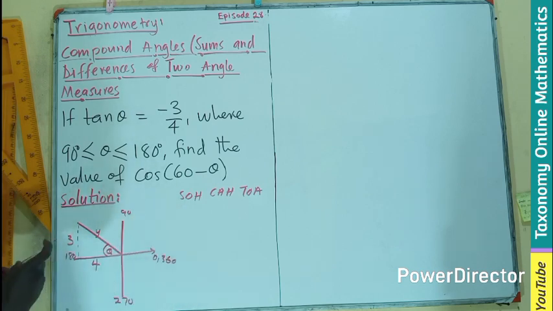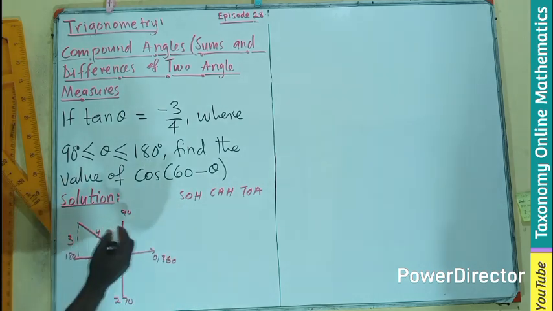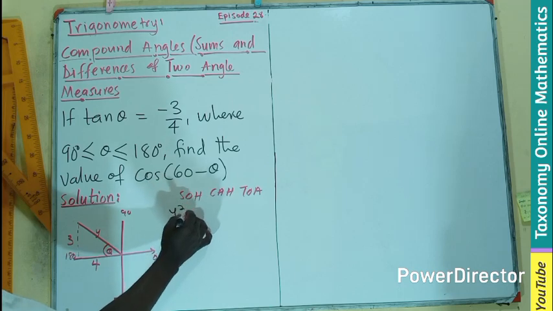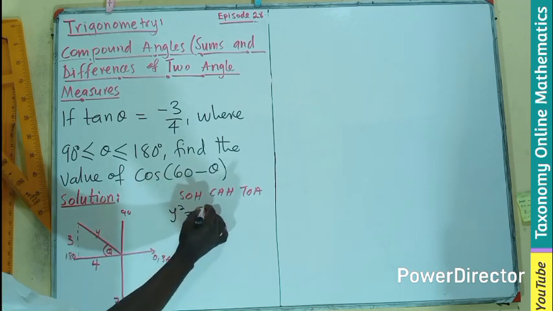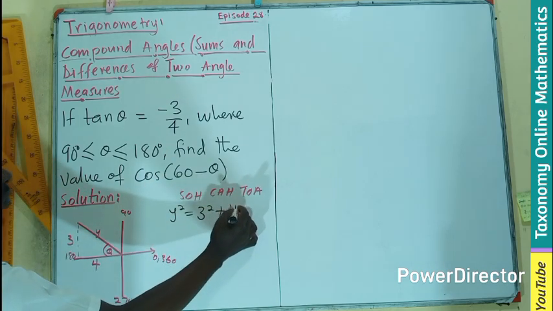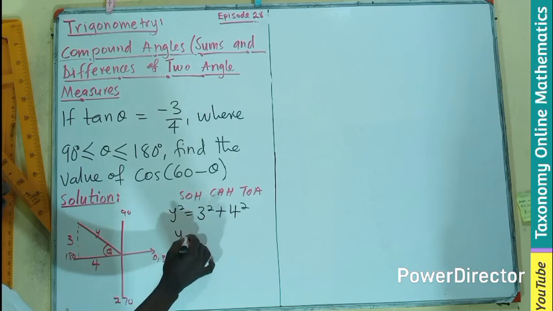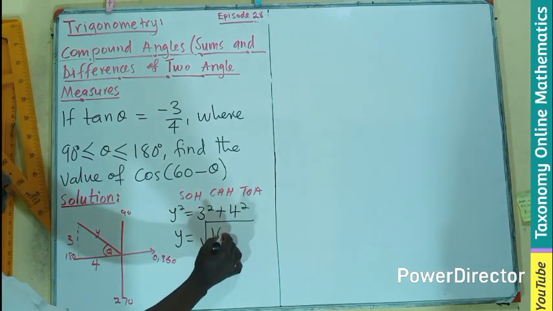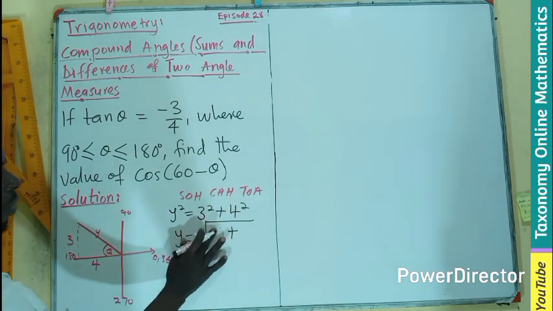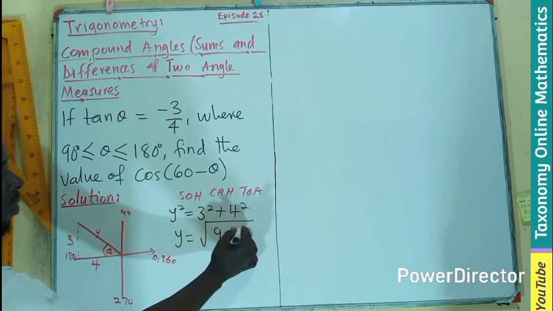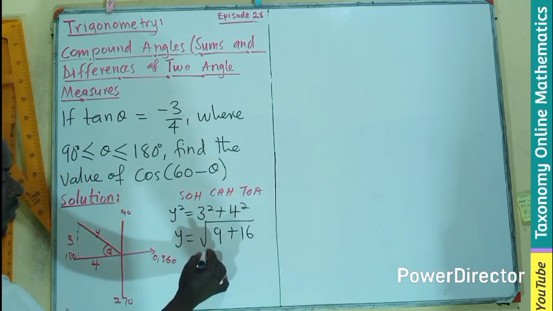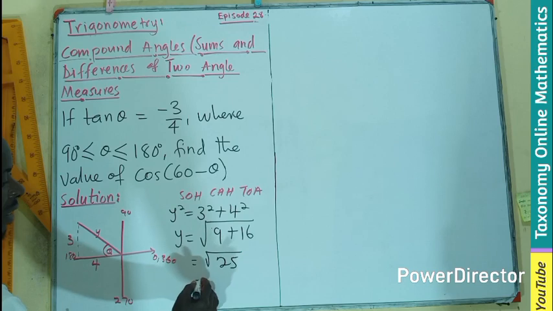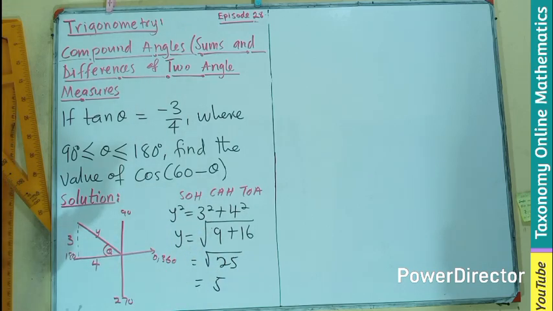To find y, we use Pythagoras theorem, which is y squared equals the square of this plus the square of this. That means y squared equals 9 plus 16, which will give you 25. So y equals 5. It means that the value of this is 5.